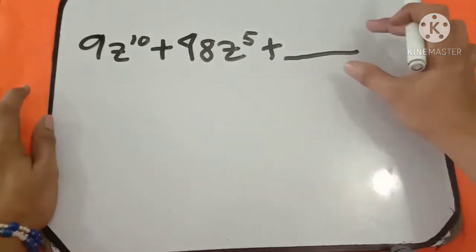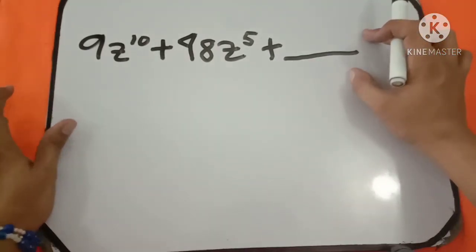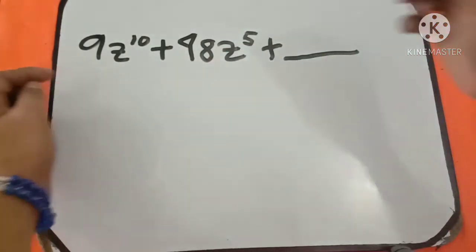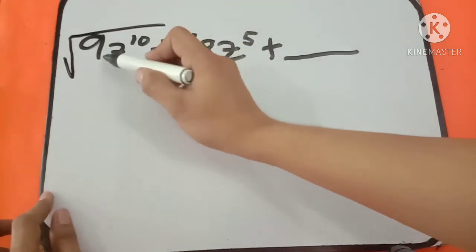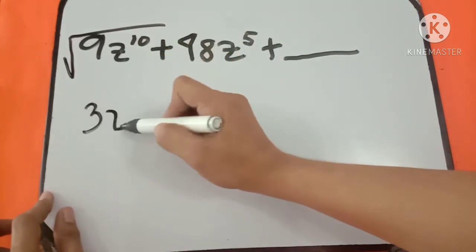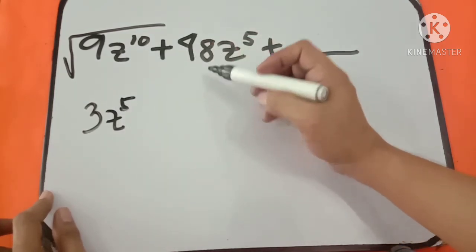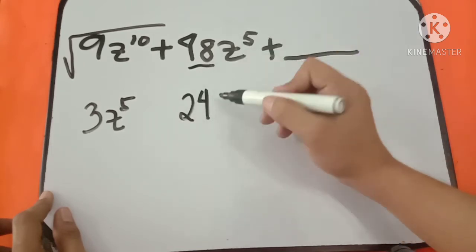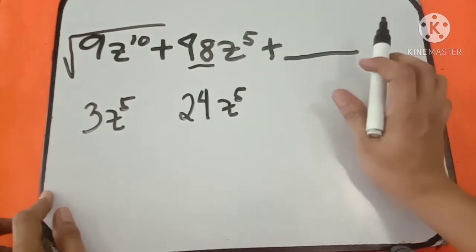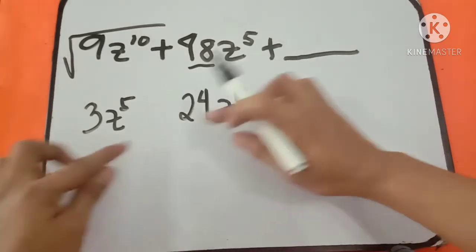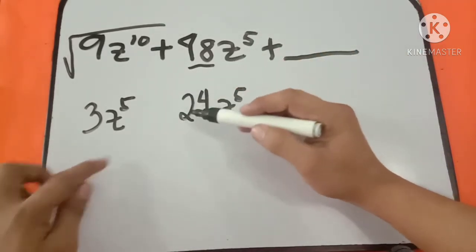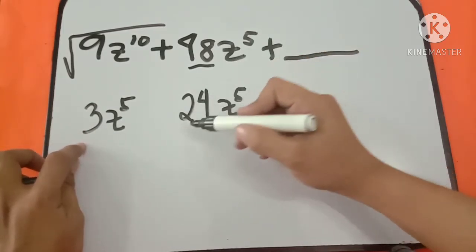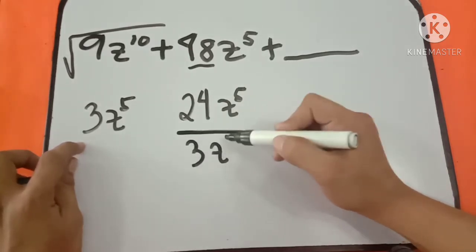In order to find the value for the last term, we simply square root the first term and get the half of the middle term. The square root of 9 is 3, then z raised to 5. Then the half of 48 is 24, copy z raised to 5. Then you have to divide 24 z raised to 5 by the square root of 9z raised to 10, which is 3z raised to 5.